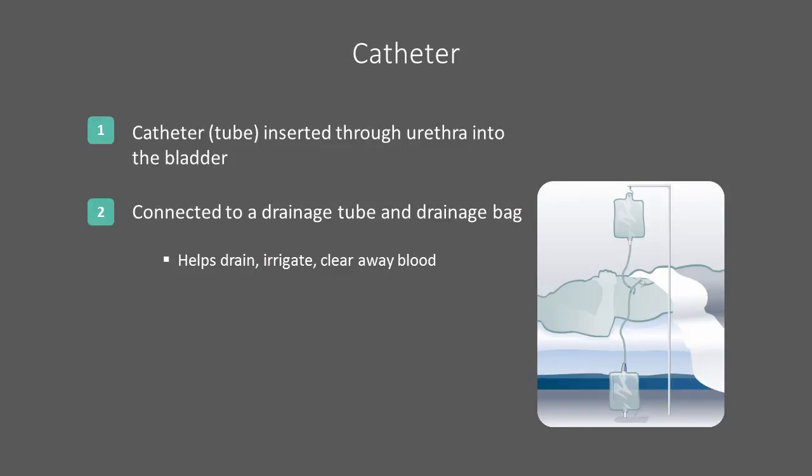At the end of the procedure, the surgeon will insert a small tube called a catheter up through the urethra into the bladder. The catheter is connected to a drainage tube, which is connected to a drainage bag. The catheter is also usually connected to an irrigation tube, which allows water to irrigate through the bladder and clear any blood away.